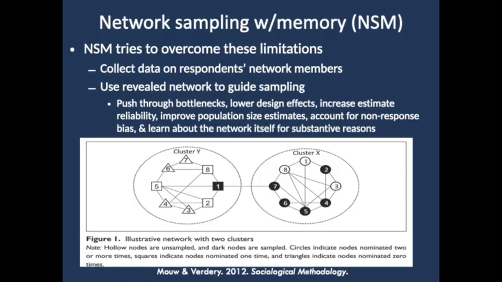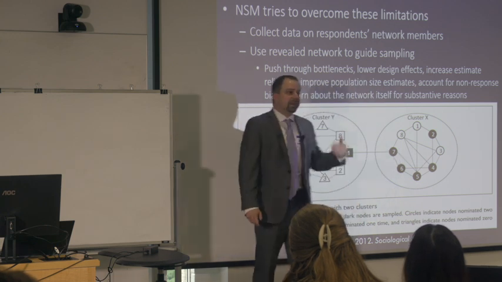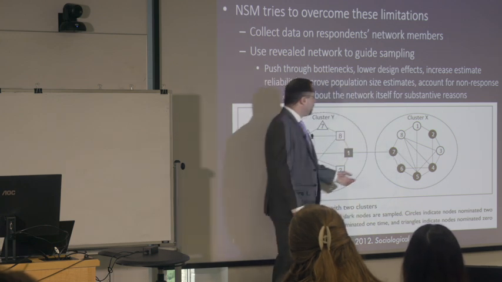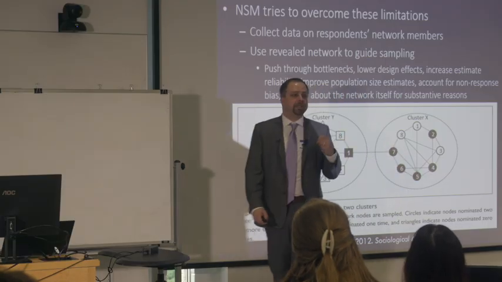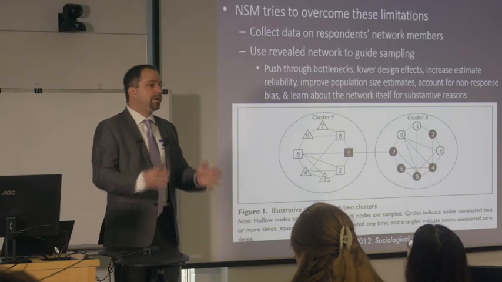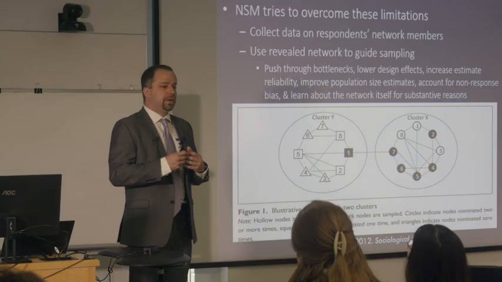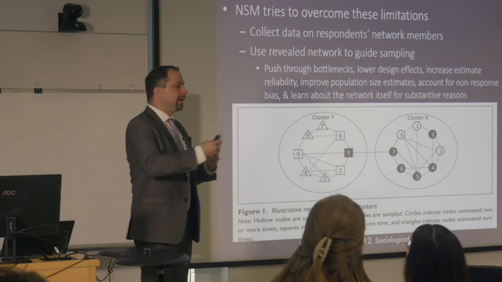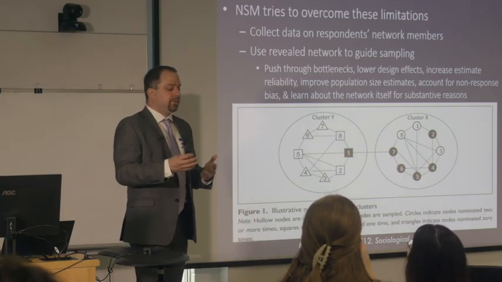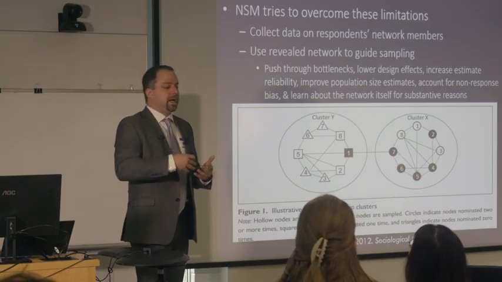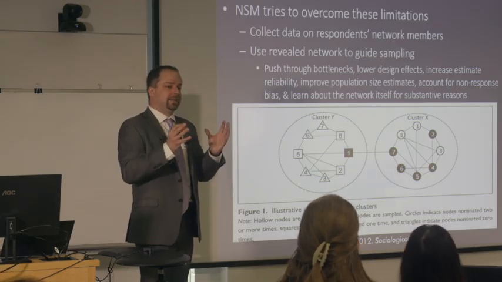The example that I always give of this is this network where there's two clusters, right? Cluster X and cluster Y, and only one link between the two clusters. If we start sampling in cluster X, we have a low likelihood of transitioning into cluster Y. But what we do in network sampling with memory is we collect data on people's reported alters, not like, oh, I know Dana and I know Craig, not identifiable data, but minimally identifiable data. I know somebody whose name starts with D and last name starts with P, and they work at Duke, right? So very minimal identifying information.